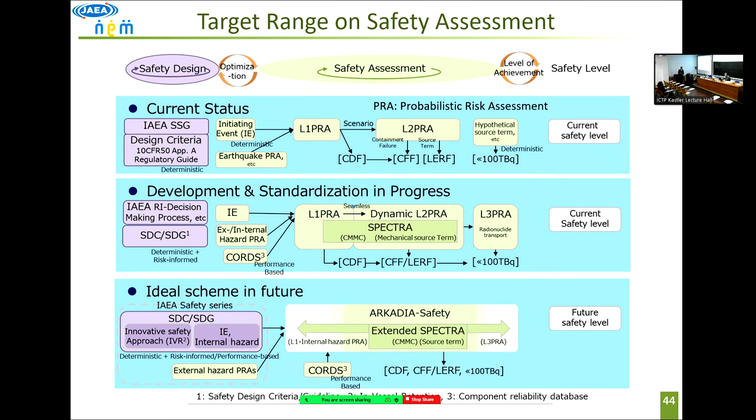And this code is also a target for use in a PRA, probabilistic risk assessment. Let me say that this is the current status of design development and licensing. Firstly, we make the safety design, and then we make the safety assessment. If we have some troubles, it goes back to the safety design. And also, we have some kind of licensing.